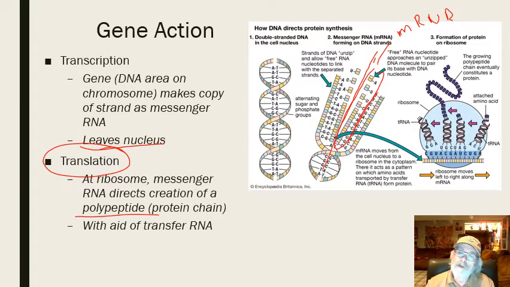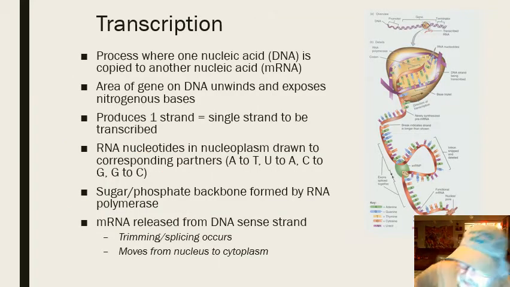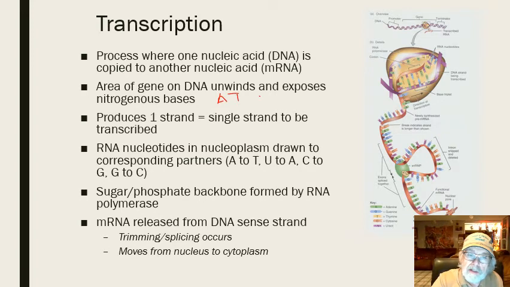And again, the transfer RNA brings the appropriate amino acid. So again, repetition is the way we learn things. Transcription is the process where one nucleic acid, DNA, is copied to another nucleic acid, messenger RNA, or at least that code. An area of the gene on the DNA unwinds and exposes those nitrogenous bases. On DNA, those are adenine, thymine, cytosine, guanine. That produces a single strand of material that will be able to be transcribed.